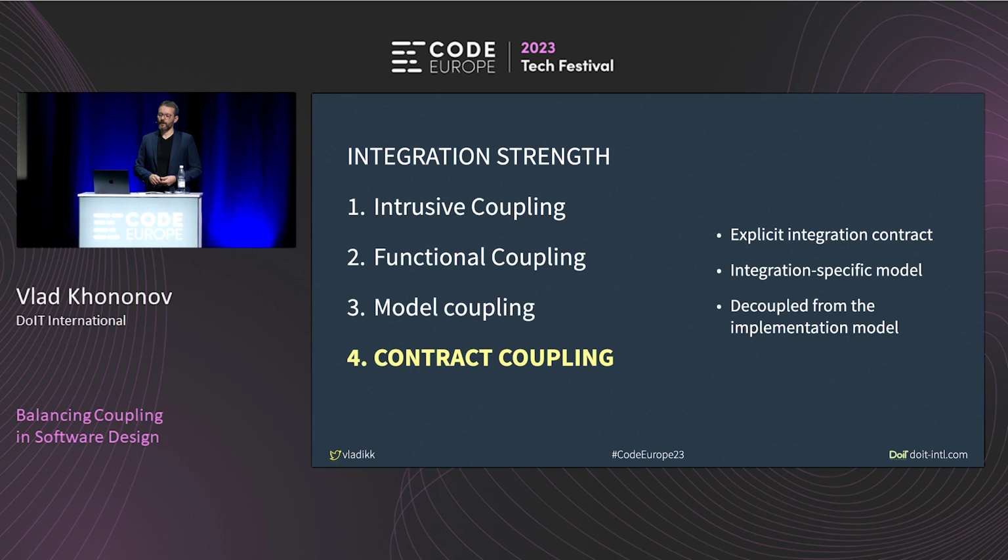And finally, the lowest level of integration strength is contract coupling. And here the components are integrated through an explicit integration-specific model that is decoupled from their implementation model. In other words, this integration model encapsulates the implementation model. It makes it invisible from the outside. It means that we can evolve these two models independently. We can change the implementation model without causing changes in the integration contract.